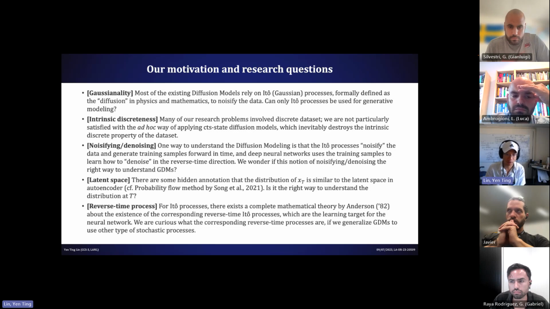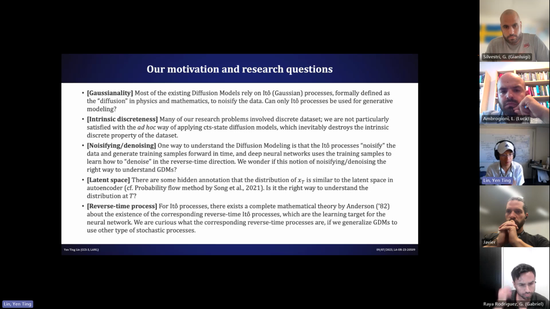But for example, if you look at Song et al., they constructed something called the probability flow method, which, by the way, is a very old method in plasma physics. It's a way to actually bypass running Euler-Maruyama. But in order to do so, you somehow have this notion that your terminal distribution looks like a latent space. Now, we were wondering whether or not it's the right way, and we want to show that it's probably not the best way to understand this, and we want to create one specific example to show this.